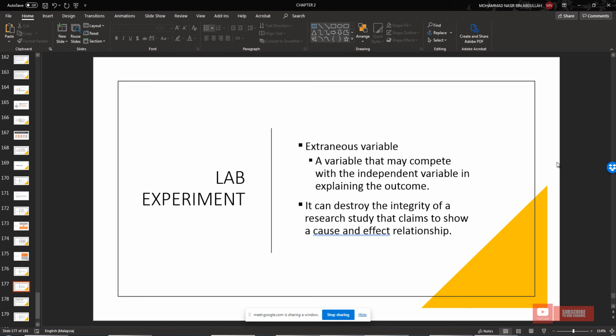Right. So in a lab experiment, we have another issue about variables, which is the extraneous variable. An extraneous variable is a variable that may compete with the independent variable in explaining the outcome, right? It can destroy the integrity of a research study that claims to show a cause and effect relationship. So you need to be aware of extraneous variables, or confounding variables, right? Because a confounding variable or extraneous variable can affect the dependent variable as well, and it also affects the independent variable, right?